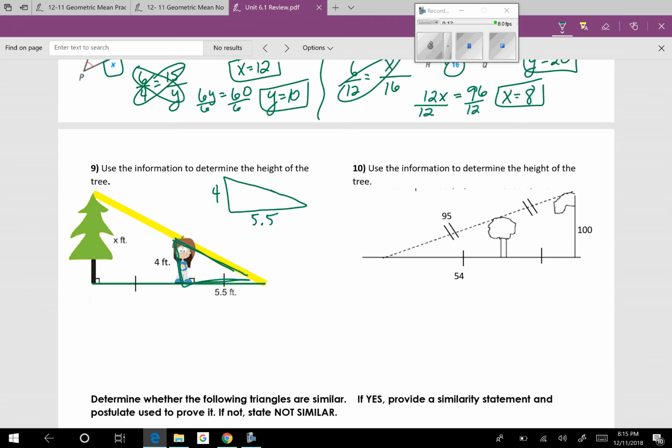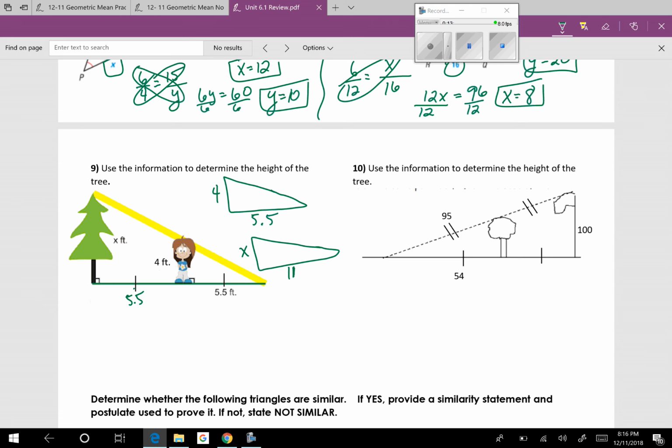Okay, and then so we have our big triangle. Okay, so we have x. And then if you look down here, do you see these tick marks? That means that this side here has been cut into 2 equal parts. So if this is 5.5, this is also 5.5. So the whole side, you add that together, 5.5 plus 5.5, that's 11. So that's where we get our second side from.